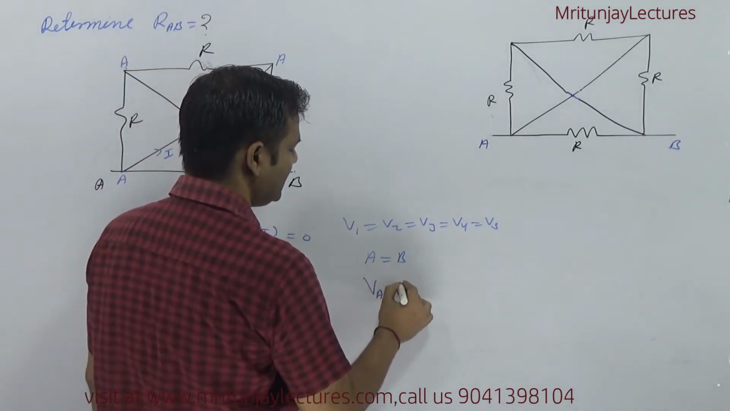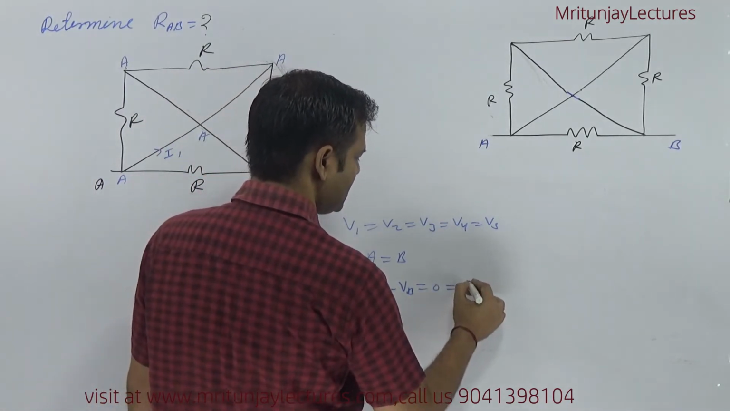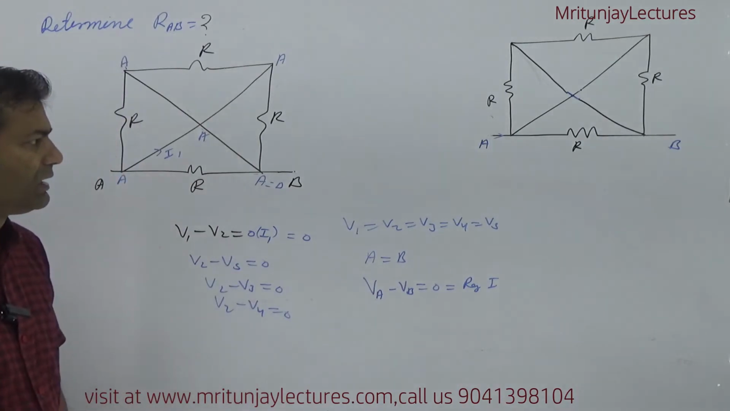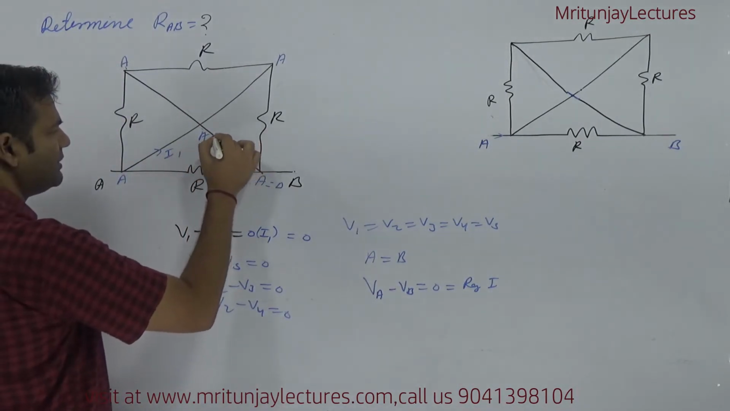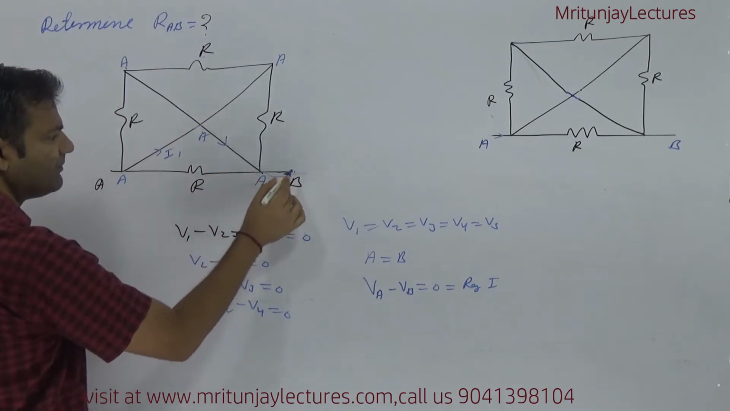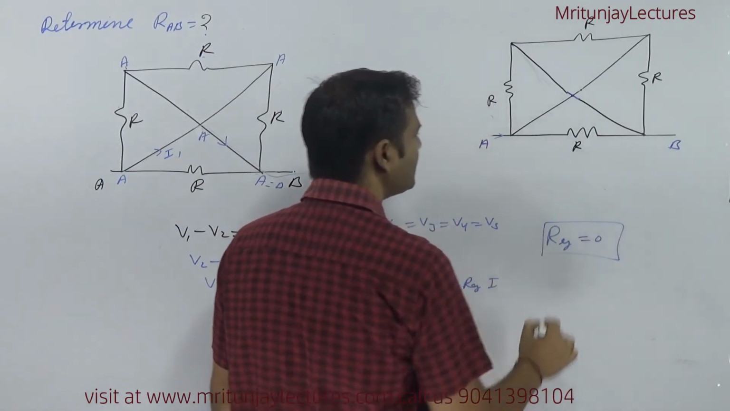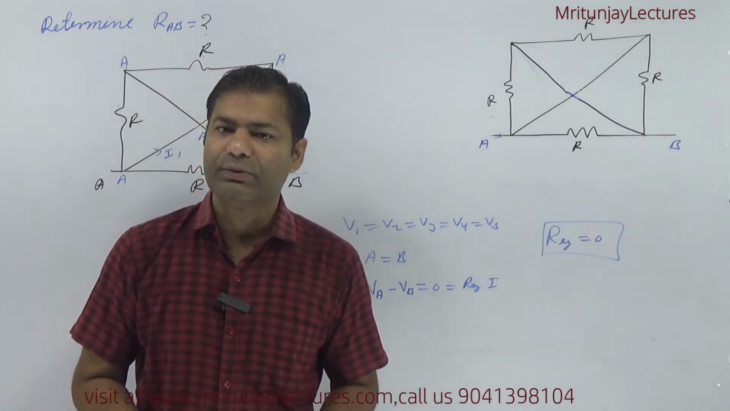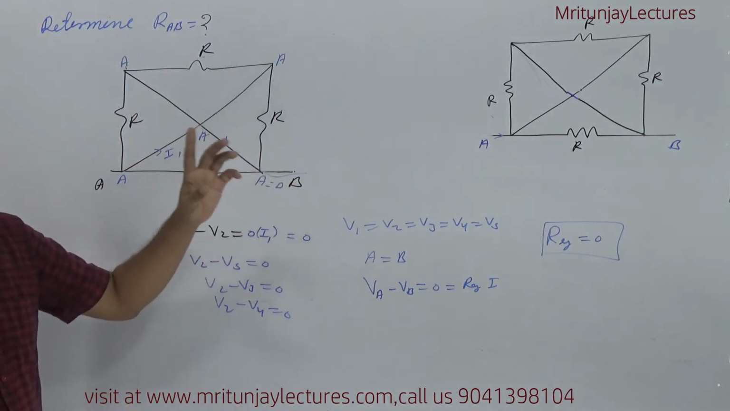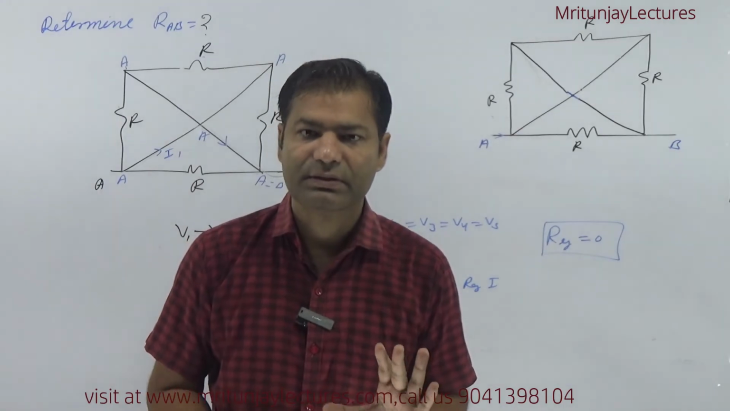What is the meaning of this one? VA minus VB is equal to 0. It means that is R equivalent, and if current flows through I of AB like this one, it means I1, no current flows here, here, here; the total current passes through this path. So R equivalent is equal to 0. R of AB, you can say that R equivalent is 0. So current follows this path, no current passes through this one, this one, this one, this one, which means R4 resistance behaves as a dummy resistance. Okay, so make it.